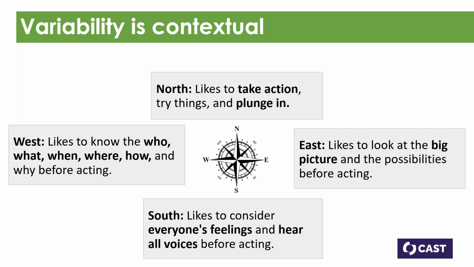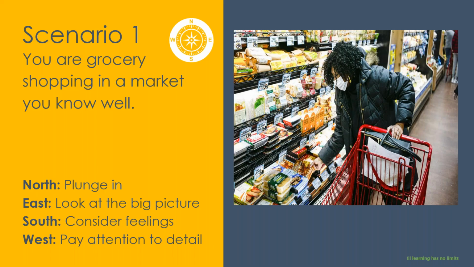And what's important to note is that depending on where you are, depends on how you respond. So for example, scenario 1, you're in a grocery store, shopping market that you know really well. All right, we all have our favorite shopping markets. You know where to go through, you know what is. Do you north, plunge in, east, look at the big picture, south, consider feelings, or west, pay attention? Go ahead and throw those in the question box. Where would you go? What kind of person are you in a grocery market?